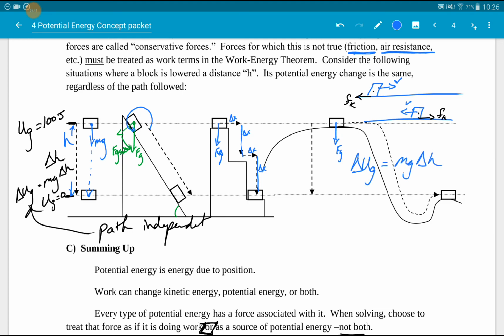mg delta h, that's it. And I can figure out the change in gravitational potential energy there. And I don't have to worry about any of these angles, any of these displacements other than just the vertical. And it completely simplifies it.